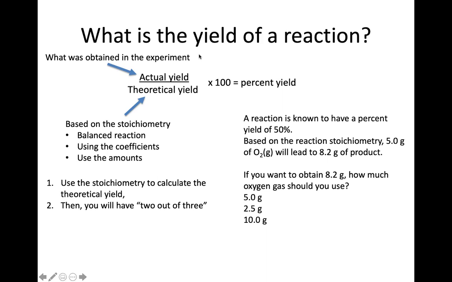Now it says, okay, if you wanted to actually obtain 8.2, how much should you use? Well, if we used 5 grams, we wouldn't get 8.2 because the yield is only 50%. We're using half as much as we need. I agree with the folks that said, no, you've got to scale it up. You've got to go all the way to 10 grams because the yield is only 50%. Excellent job within your analysis there.